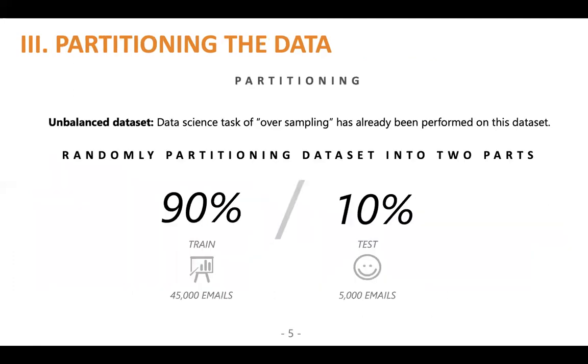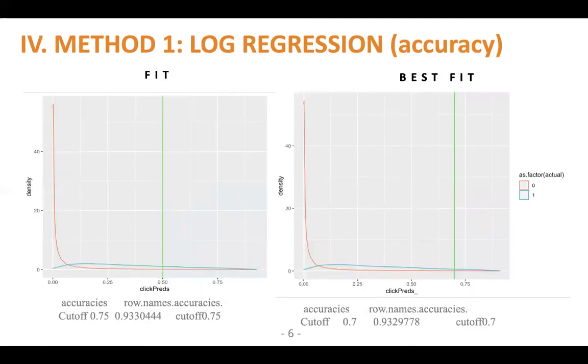So, partitioning the data. Partitioning is very important. Due to time constraints, we only chose to partition it in 2 sets. One is the train set, 90% of the data, and the other one is the test set, 10% of the data. This data set also had the task of oversampling because it has a very low number of positives. We had to make sure that we performed this task. So we randomly partition the data set into train and test, and then we are ready to apply the first method, which is logistic regression.